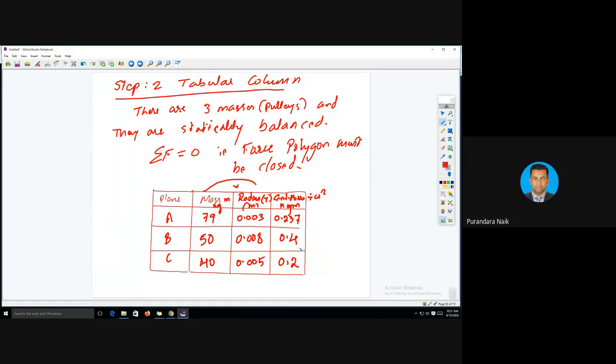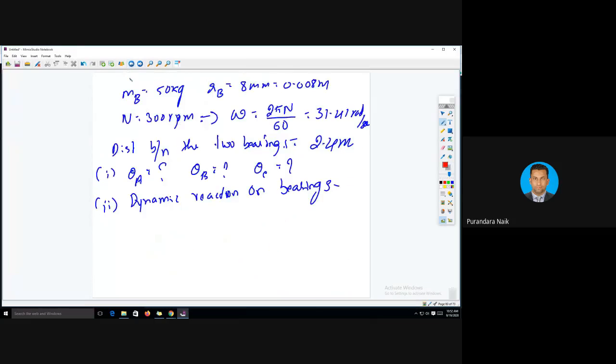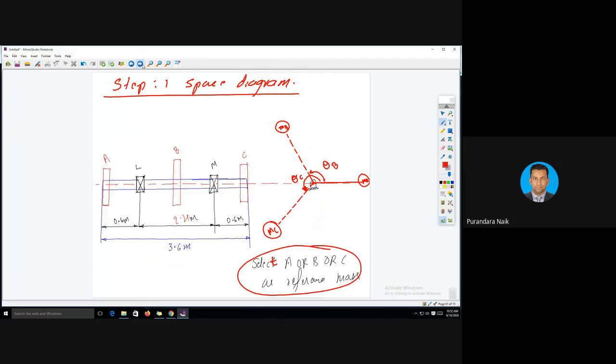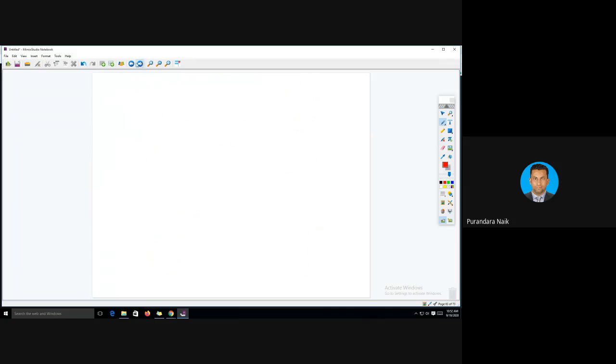Okay. After this, you need to draw the force polygon because we need to find out the first question. What is the first question? Question number 1 is you need to find out the value of theta B, theta C. Theta A is 0 degrees, forget it. Theta B and theta C. To find that, go to the force polygon.